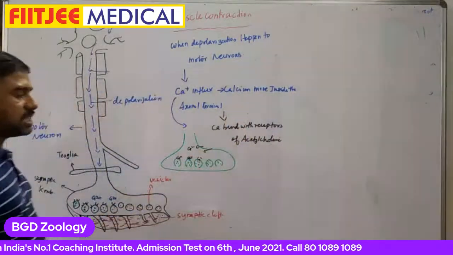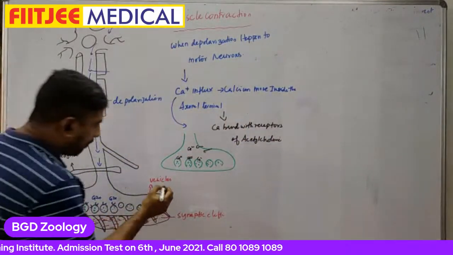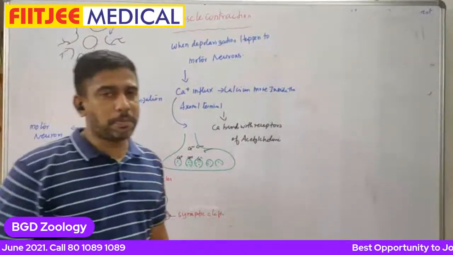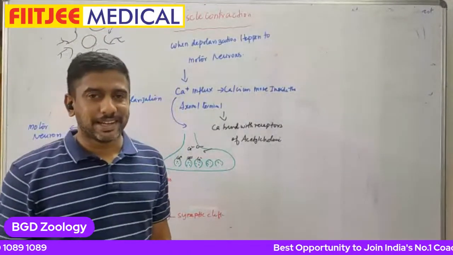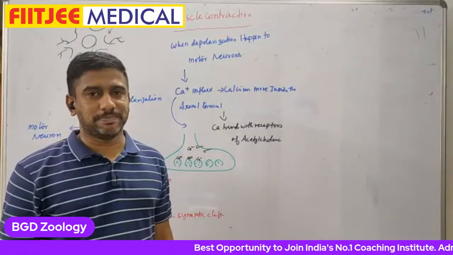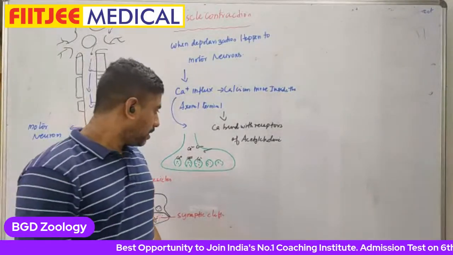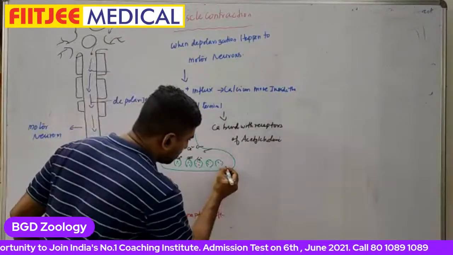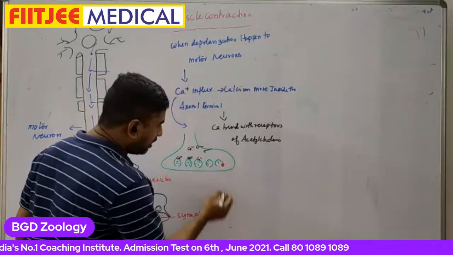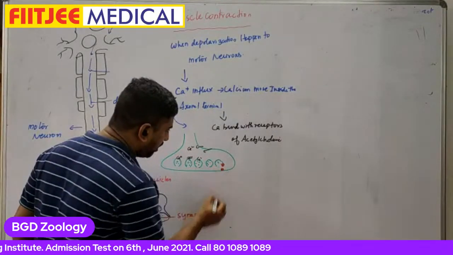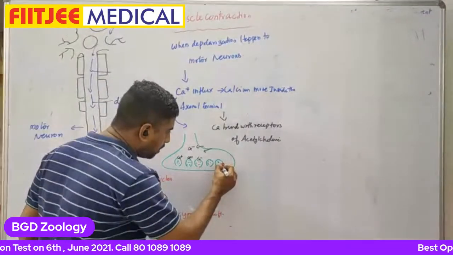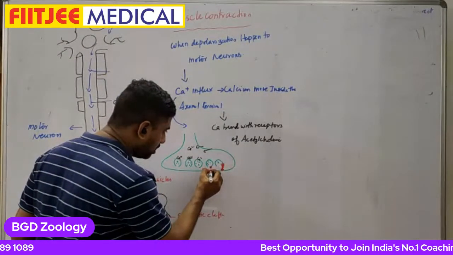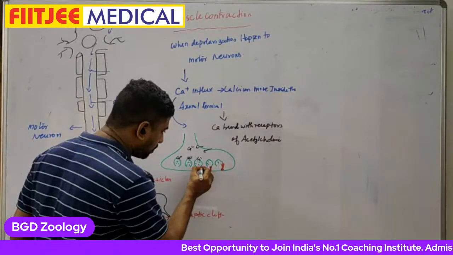While calcium binds with the receptors, what will happen? Immediately acetylcholine will not be released. They have to do one more thing. What is that? These vesicles contain a protein, and this axonal membrane also contains a protein. They also should be joined together. This is the one protein. They have to join together.